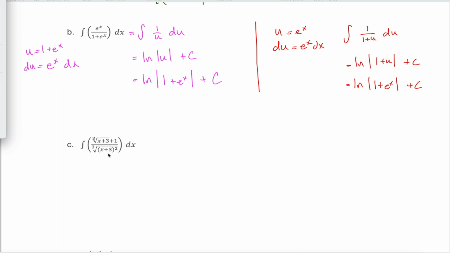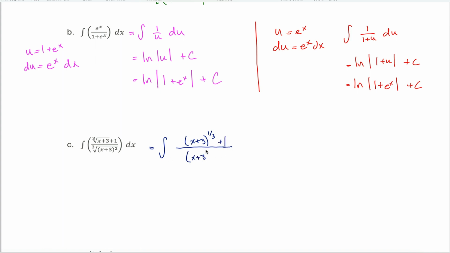You see this x plus 3 floating around, so maybe you're thinking that the u should have something to do with the x plus 3, or maybe even x plus 3 squared. But I don't think either of those are going to help. What might help is if you rewrite this, instead of with radicals, with exponents. So if I rewrote this in exponent form, up on the top here, I would have x plus 3 to the 1/3 power plus 1. And then down on the bottom here, I would have x plus 3 to the 2/3 power. 2 for this 2 and thirds for this 3.